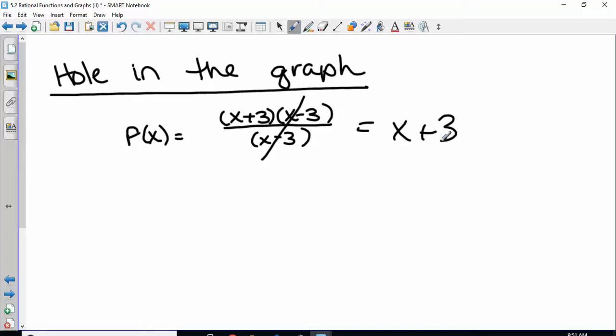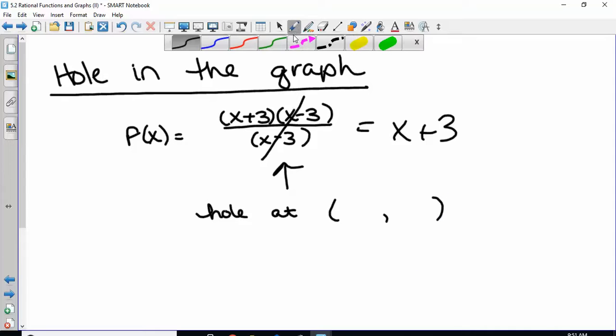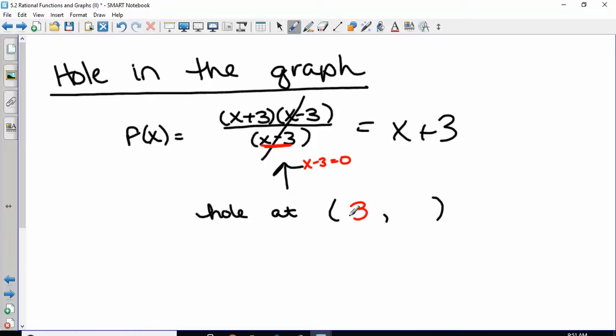So typically, whatever's on the denominator gives us a vertical asymptote. But when something cancels, it makes a hole in our graph. We will need to find that, and it will be an ordered pair. The x value comes from the piece that cancels. What makes x minus 3 equal 0? 3. To get your y value, you plug 3 into what's left. So 3 plus 3 is 6.